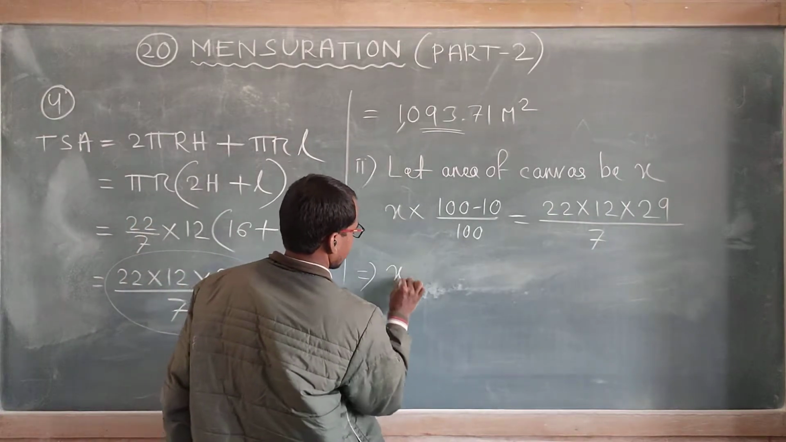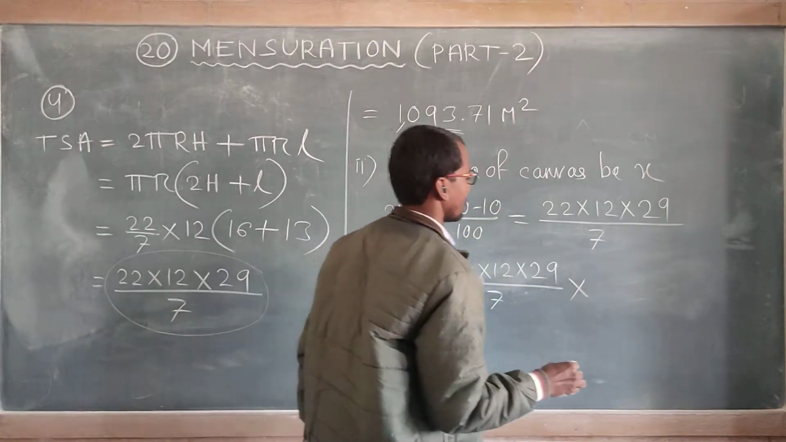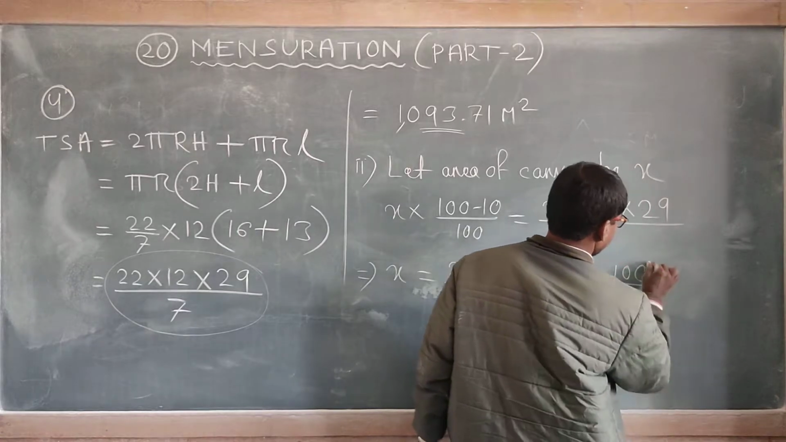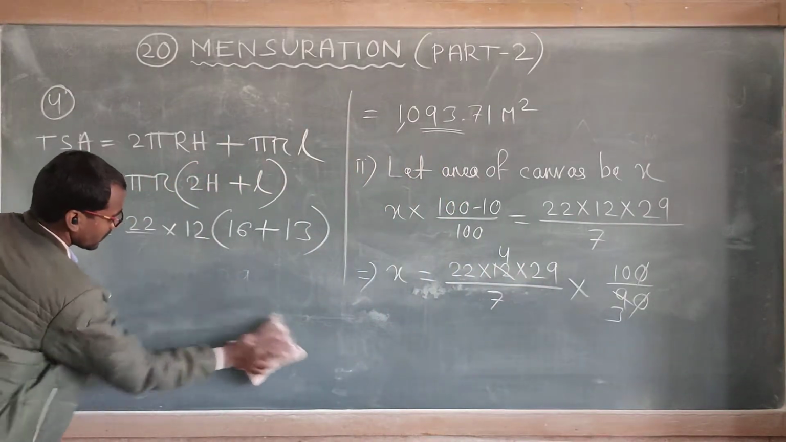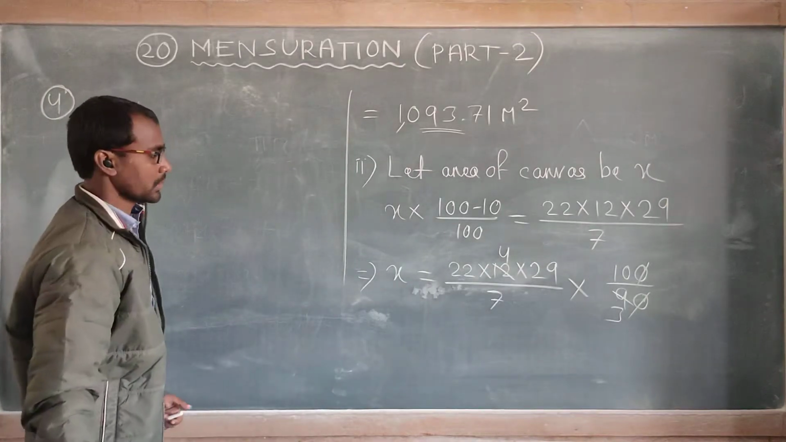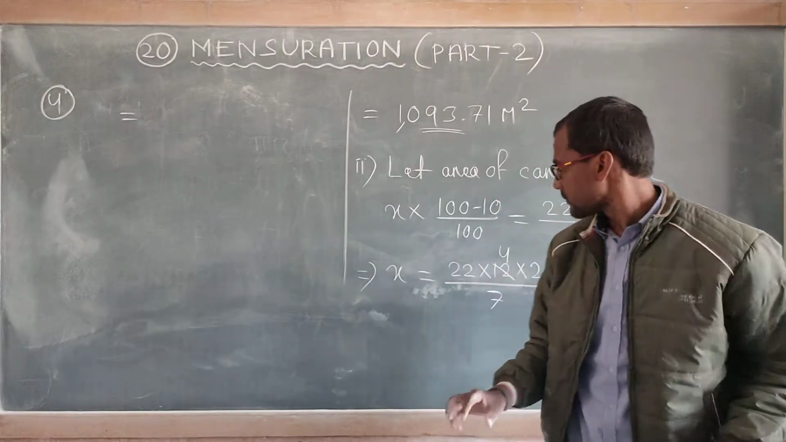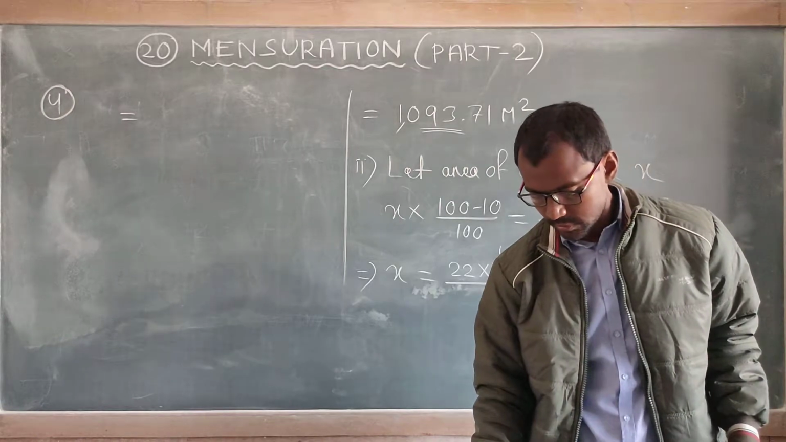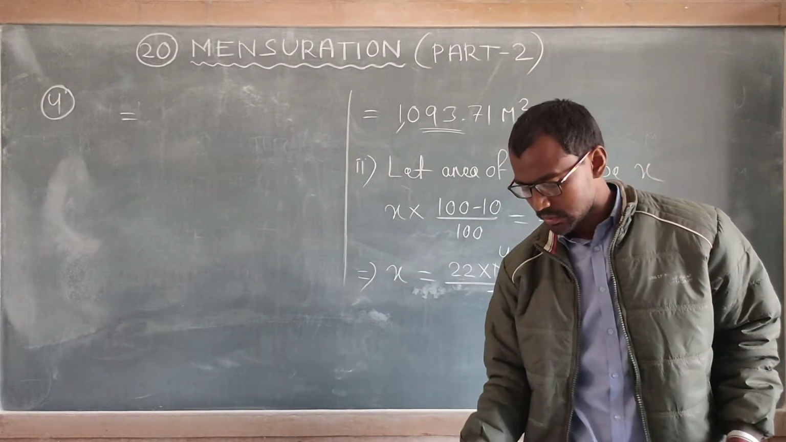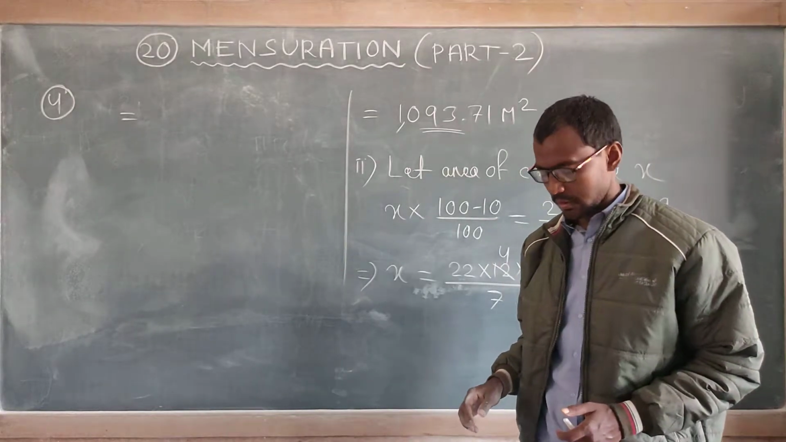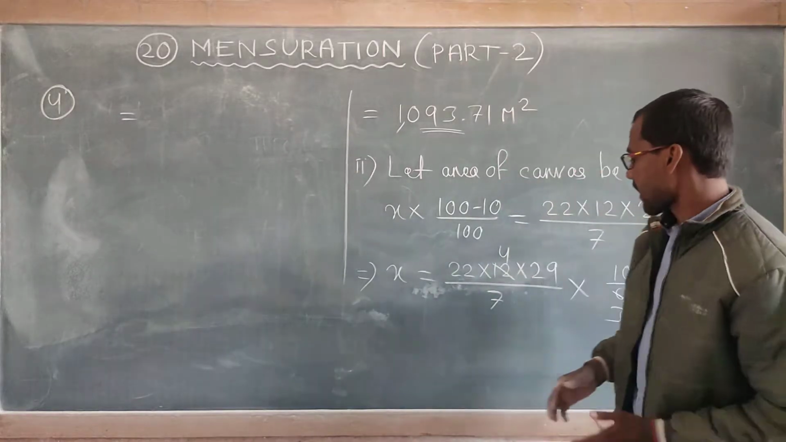So x is equal to 22 into 12 into 29 by 7 into 100 by 90. 0, 0 cancel. 3, 3 is 9. 2, 4 is 12. So this is equal to 22 into 4 into 29, into again 10. 10 is there. So 25520 divided by 7, into 3, which is 21.